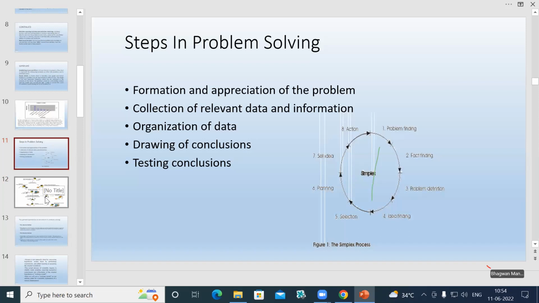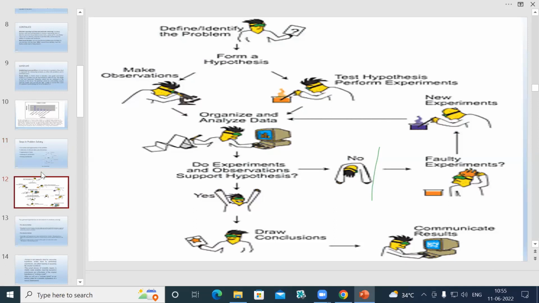Second is the collection of relevant data and information. Then you will collect the data according to the problem, and students are encouraged to collect information relevant to the problem from available reports or through consultation. Then they organize the data and analyze the collected data or information. Then they draw the conclusion or formulate a hypothesis or tentative solution, and then they select and test the hypothesis, and then they reach the solution. Then this hypothesis is accepted or rejected, revised or modified. Now please go to the next slide.